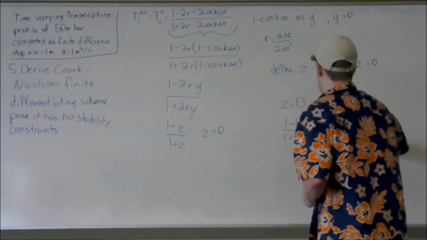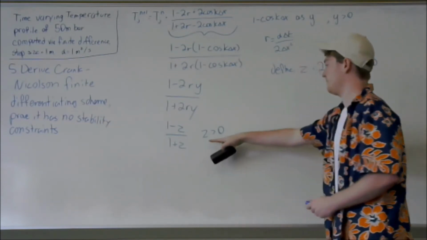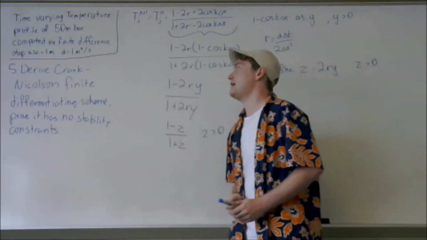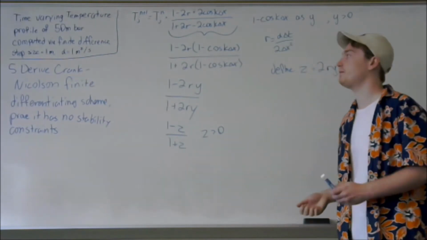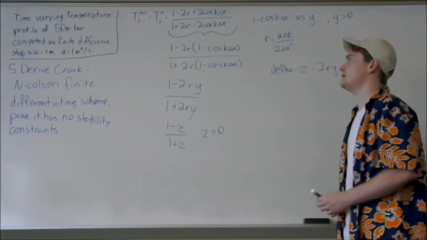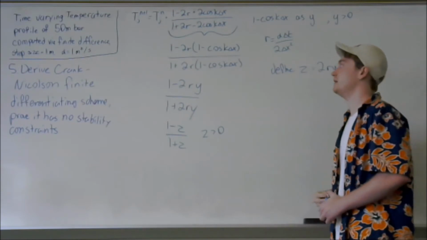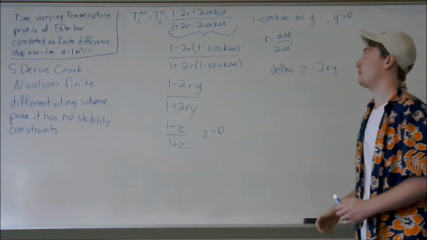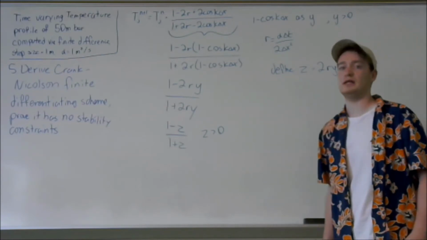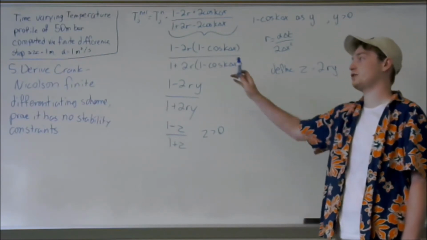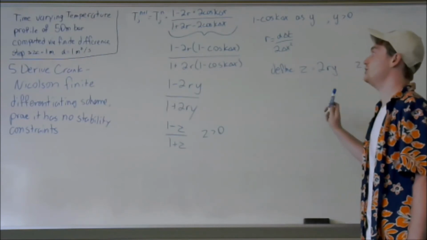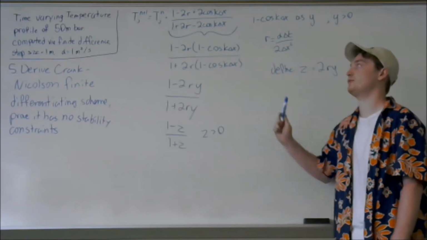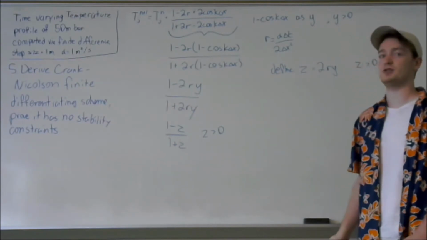Because of this property of what's inside our fraction here, we can say that our value derived from our Crank-Nicolson finite differentiating scheme has no stability constraints, as opposed to what we did beforehand, and therefore our R value can be anything we want. What we're going to do is take that original Crank-Nicolson equation, bring it into Collaboratory, and use it to solve and show our temperature profile with no stability constraints.